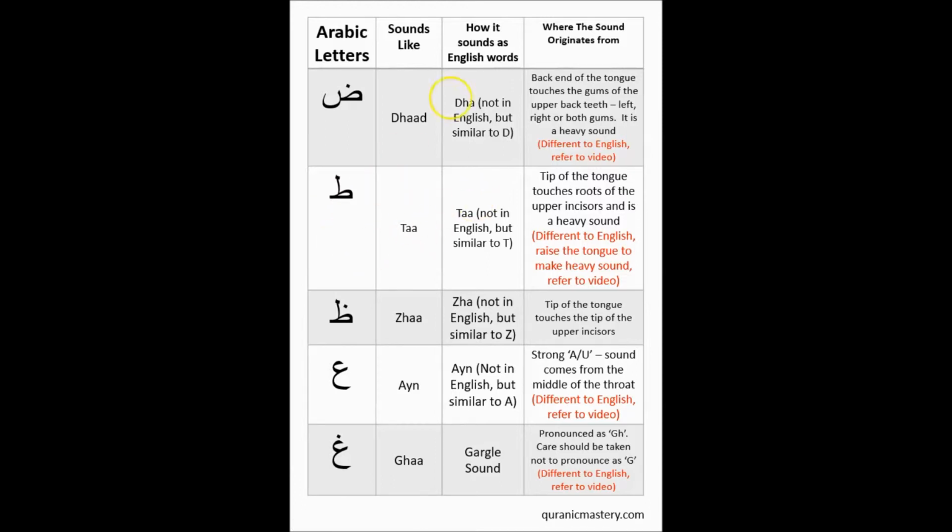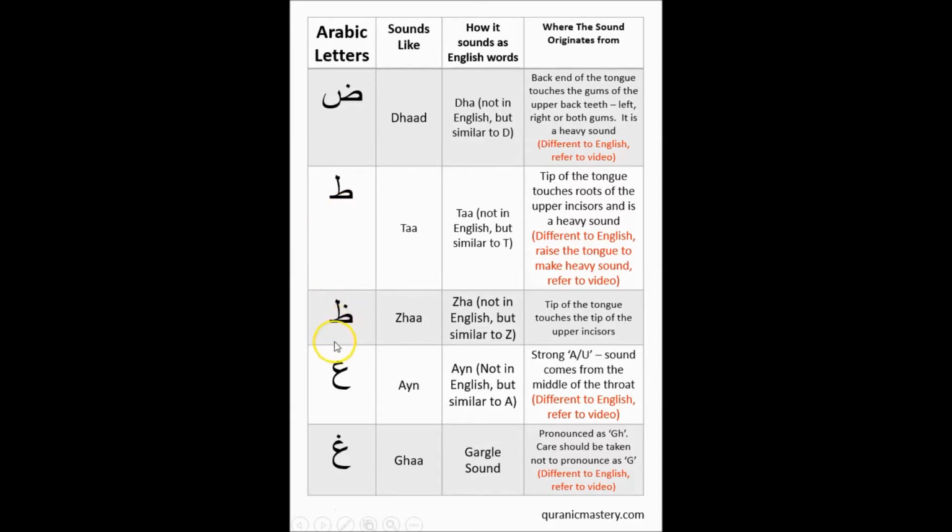Okay. The next letter is ta. We've given the example like T, but it's not T. Why? Because it's a heavy sound again, and we are using the tip of the tongue to touch the upper incisors. You're touching the same places as the dal, but the difference is to make a heavy sound, and how we do that is by raising the front and the back of the tongue. So we're saying ta, ta, ta. Practice this, and inshallah go to the next one.